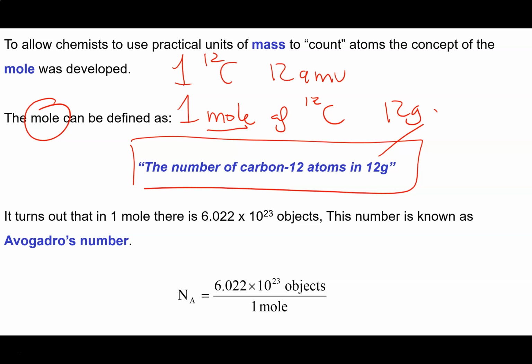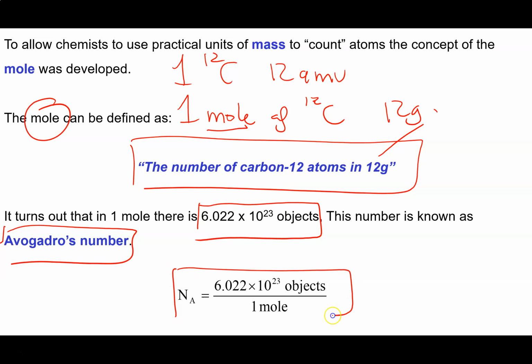So someone did the activity once. How many carbon-12 atoms are in 12 grams? And it turns out that it's this number: 6.022 by 10 to the 23 carbon-12 atoms. So that is the number of anything in 1 mole of a substance, just like 12 is the number of anything in 1 dozen, right? And this number has a special name. It's called Avogadro's number.